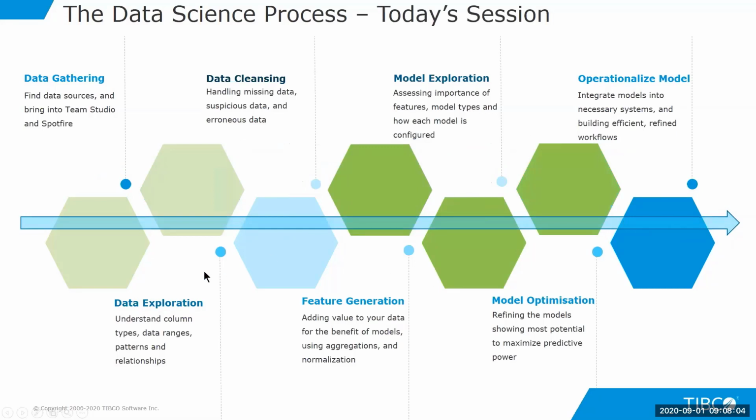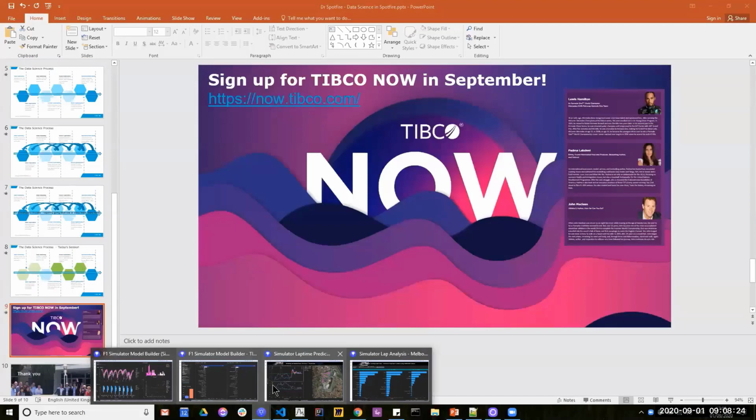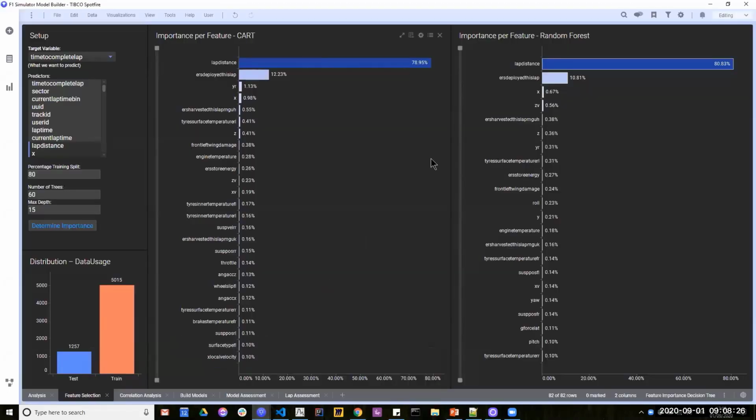So what I'm going to cover today is every block here in green, I'm going to try and cover in a tool. We're going to show a little bit of data exploration and gathering, but mainly we're going to show feature selection, exploration of models and model optimization using TensorFlow. So let me actually go into the Spotfire tool and give you a preview of what we're going to build.